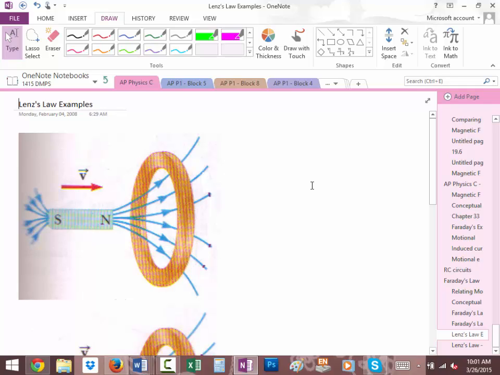Okay? So we're all going to look at the loop from this way, as the bar is going in. The permanent magnet is moving into the loop. As it does that, what's happening to the flux? Is it increasing or decreasing?